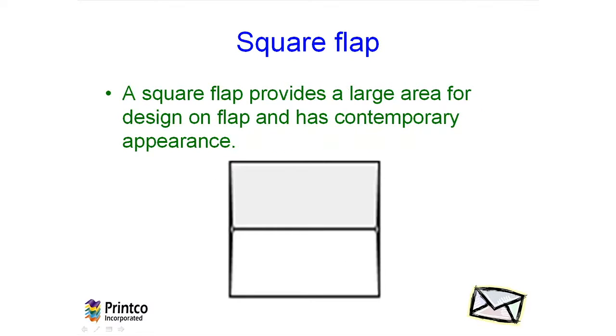A square flap provides a large area for design on the flap and has a contemporary appearance. The lack of a shoulder in this flap can create problems during automatic insertion. Standard number 10 sizes are suitable for laser printing applications, while other sizes may present difficulties.